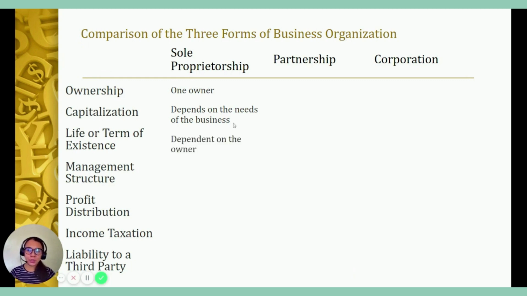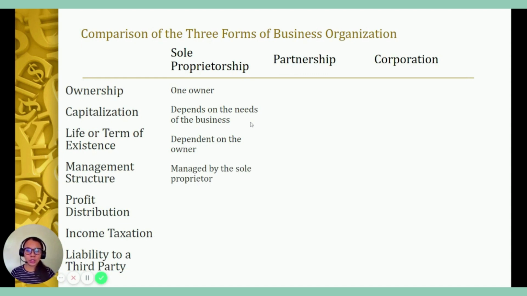Now, the life or term of existence of a sole proprietorship is dependent on the owner. Since there's only one owner, he or she can decide whether he wants to stop doing the business or continue doing the business. So it is dependent on the owner.